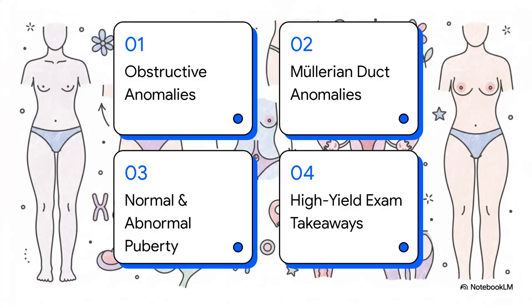So here's our game plan. We'll kick things off with obstructive anomalies, which, hint hint, is the answer to our case. Then we're going to untangle the Mullerian duct malformations. After that, we'll lay out a simple timeline for puberty and its disorders. And we'll wrap it all up with the absolute gold, the high-yield exam points you just can't afford to forget.